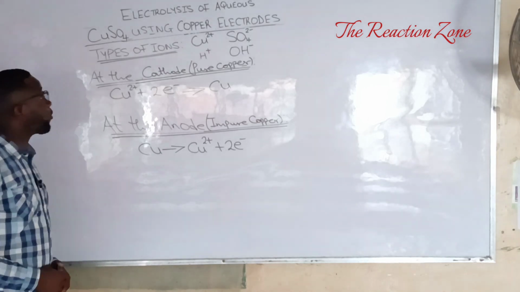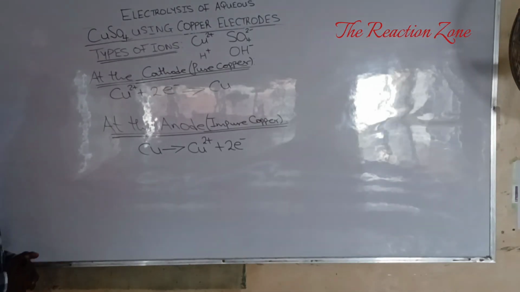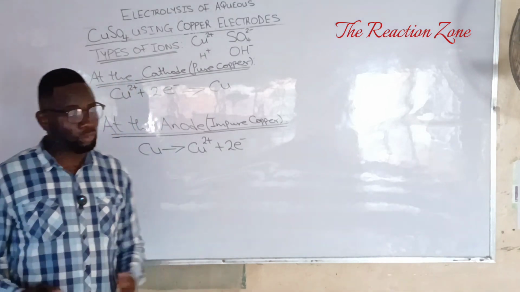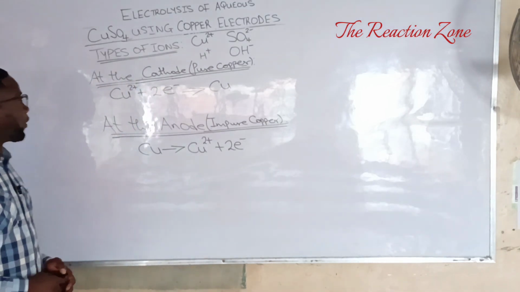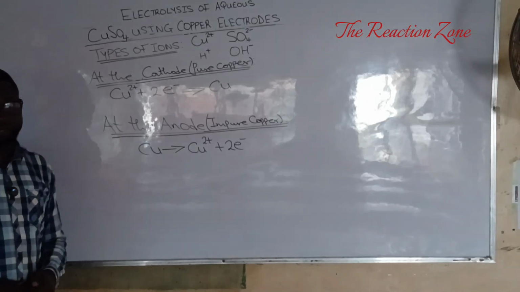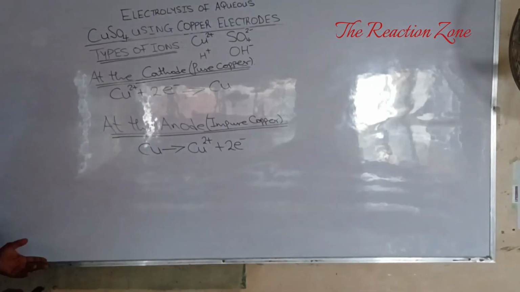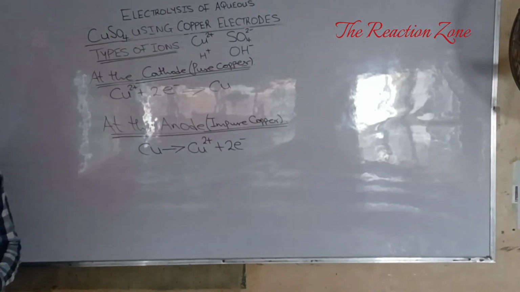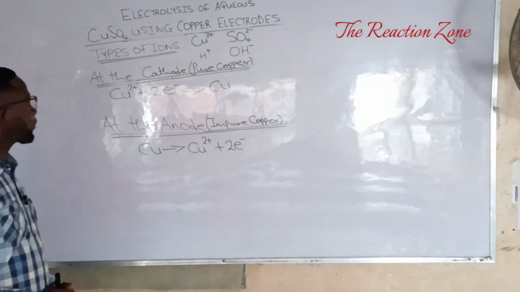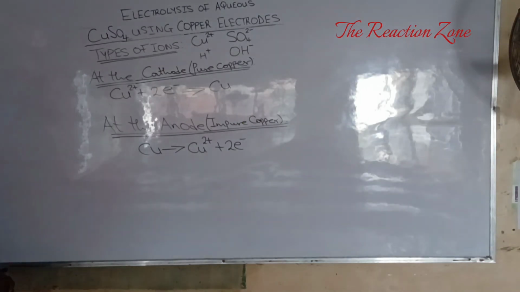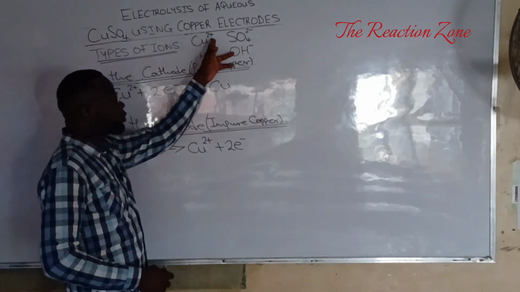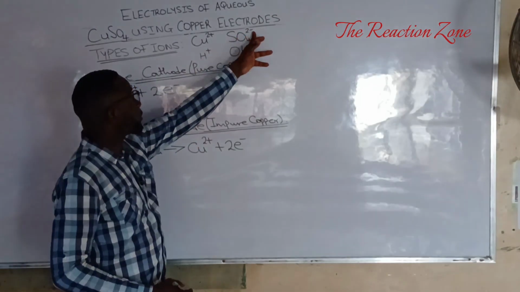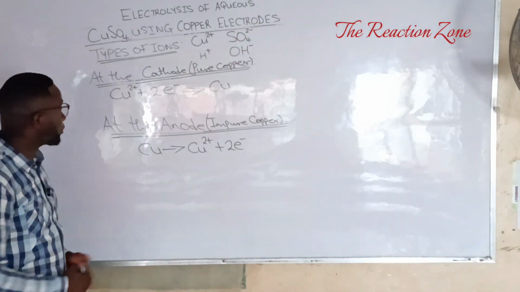In today's lesson, we're going to look at the electrolysis of aqueous copper sulphate using copper electrodes. Now, in this particular type of electrolysis, the cathode is made of pure copper and the anode is made of impure copper. The ions in solution are copper 2 ions, hydrogen ions, sulfate ions, and hydroxide ions.